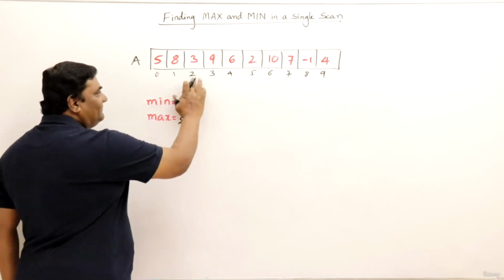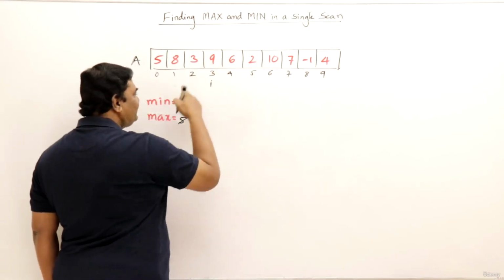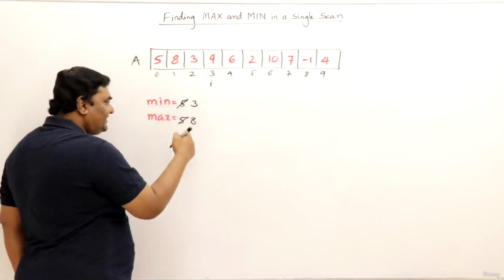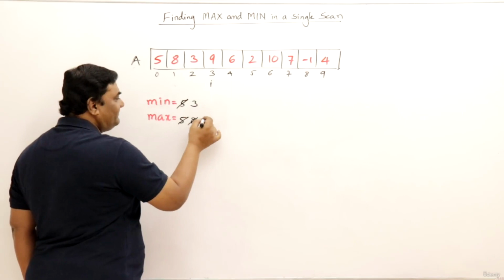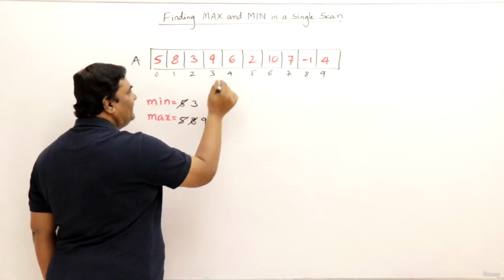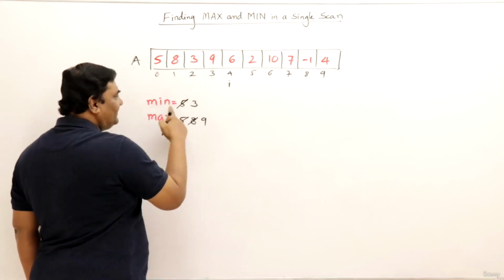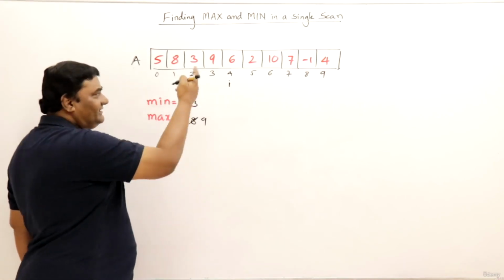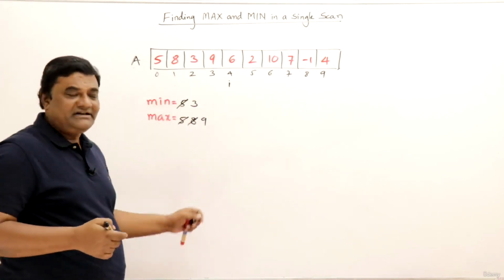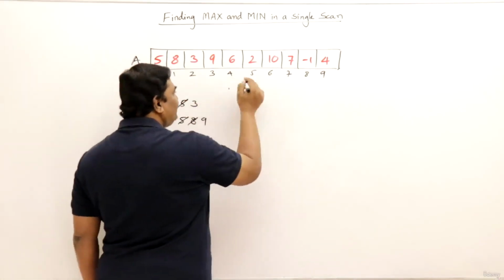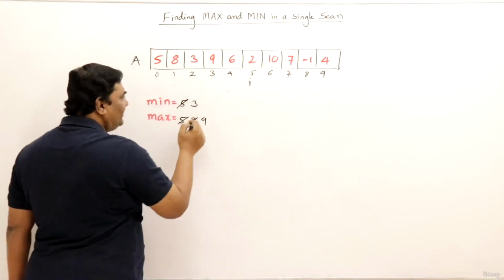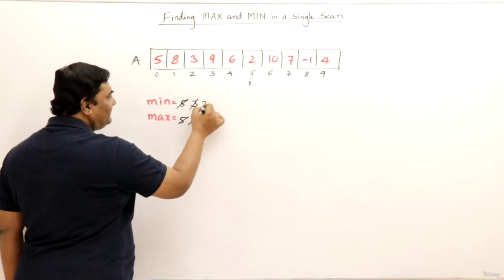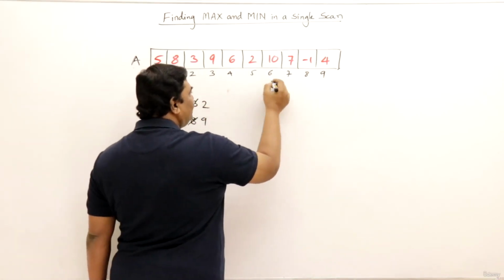Then next element. Is it smaller than min? No. Then check, is it greater than max? Yes, it is greater than max. So next it is this one. Is it smaller than min? No. So check, is it greater than max? No. That is 6. It is neither minimum nor maximum, right? Next, go to the next element. 2. Is it smaller than min? Yes. Modify it.